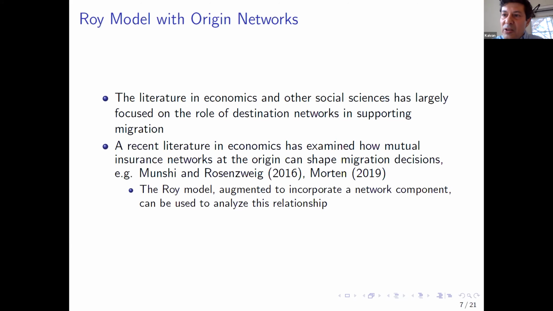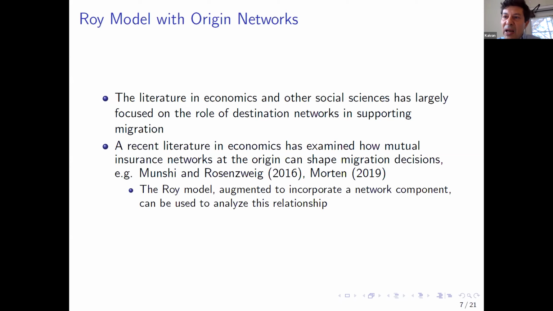In the paper with Rosenzweig, what we do is we look at permanent migration, whereas what Melanie does is to look at temporary migration. And in my view, these are very different. With permanent migration, you're essentially exiting the network. With temporary migration, you remain part of your origin network. It's in some sense an extension of the origin network. Now, when you have permanent migration, the Roy model again applies, but now the network would be at the origin.